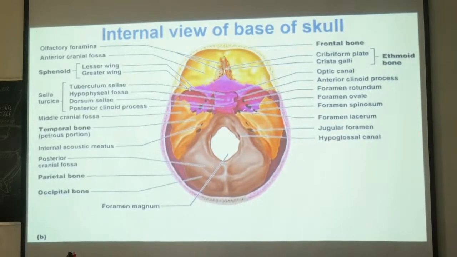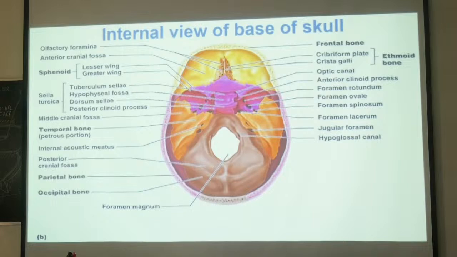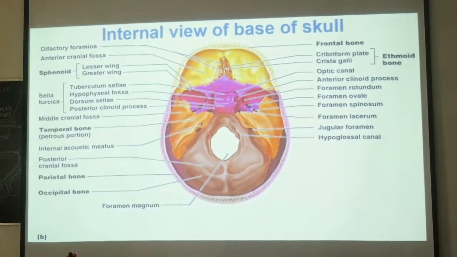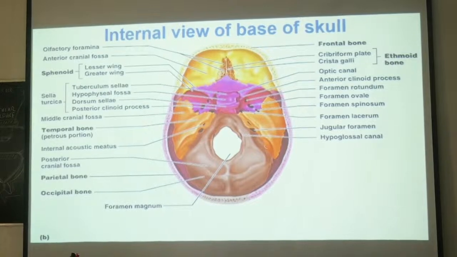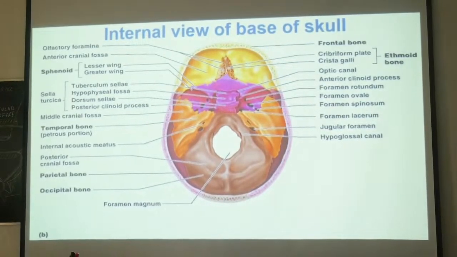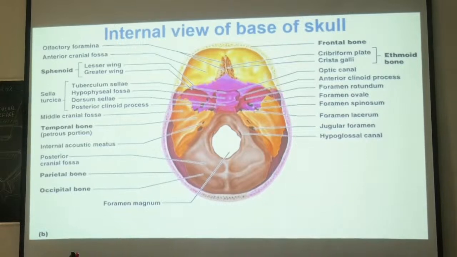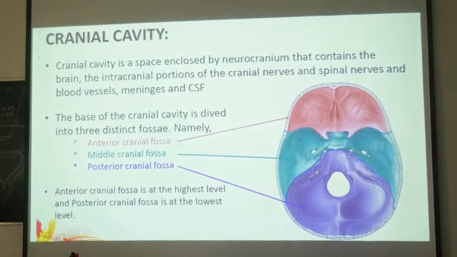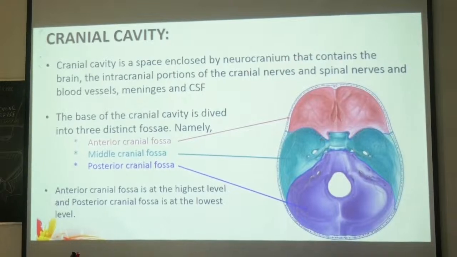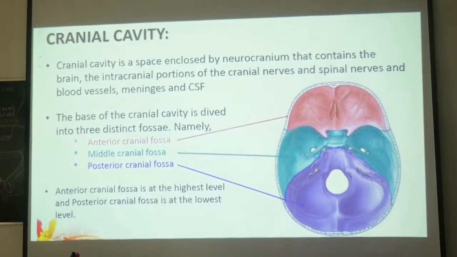On the medial surface of the petrous temporal, one foramen is present, that is the internal acoustic meatus. This large foramen is the foramen magnum, and here lies the hypoglossal canal. The hypoglossal canal gives passage to the hypoglossal nerve. Okay, understood?